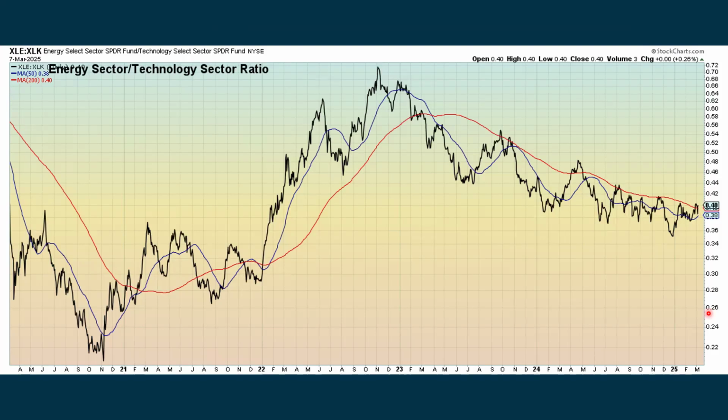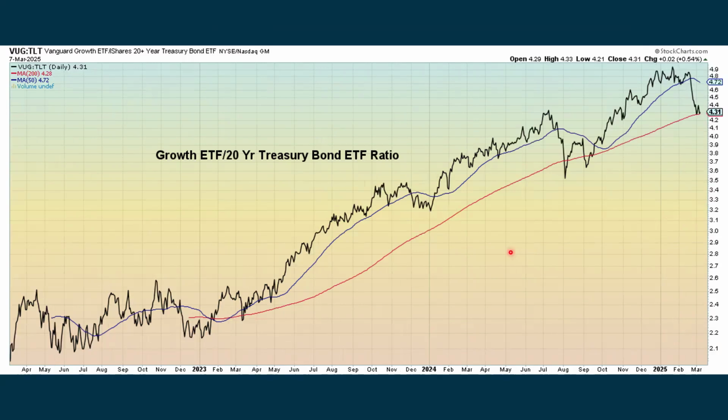And then we look at a ratio between the energy sector and the tech sector. We've been going sideways for most of 2025 now, but overall, when this is going down, that means energy is underperforming. Well, it's been starting to bounce back up. That's seen more of a defensive move. Then growth versus more conservative bonds, it had been really outperforming and it's still in an uptrend, coming all the way down to the 200-day moving average with this ratio.